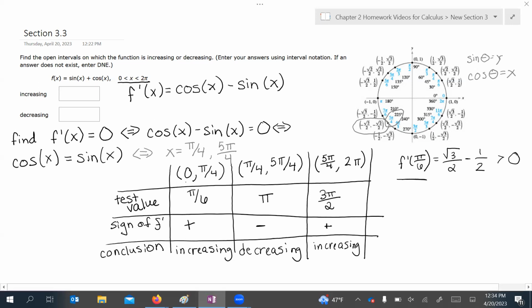So our conclusion then is that we are increasing on the interval from 0 to pi over 4, union 5 pi over 4 to 2 pi. We are decreasing on the interval from pi over 4 to 5 pi over 4.